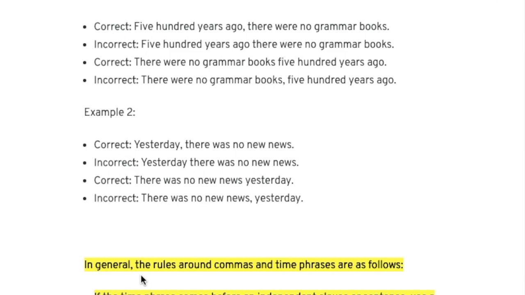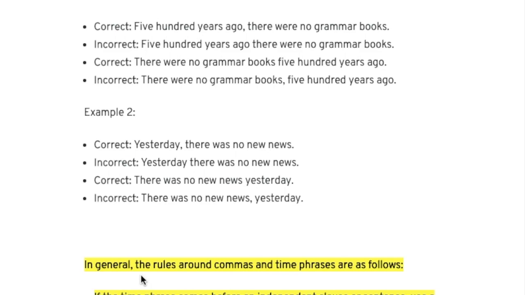However, if we put the time phrase at the end of the sentence, you don't need a comma. There were no grammar books 500 years ago, no comma. Incorrect: there were no grammar books, comma, 500 years ago. Now that looks wrong to me, but some people aren't sure where to put commas because it is so confusing. If it goes at the beginning, there's a comma, but if it goes at the end, there isn't. So this is actually really quite hard, isn't it? I know it's hard.